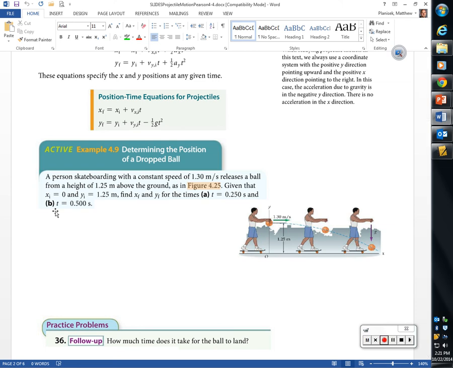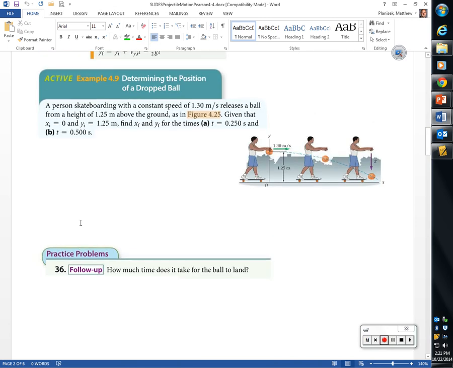And at the end of class yesterday, we did this example problem where the guy was skateboarding along and dropped the basketball, and then we used how long it had been dropped, like the 0.25 seconds, and other things about that motion to figure out where the object was at that time.